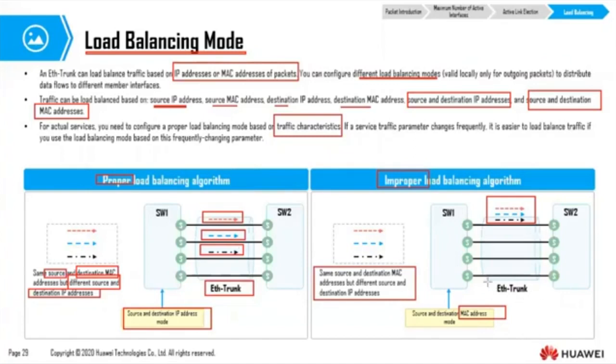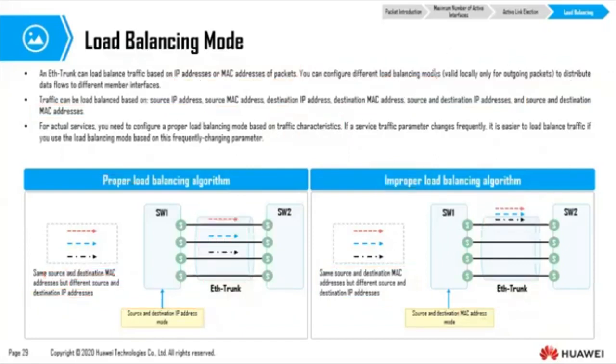Remember, the load balancing mode is configured on the Ethernet trunk. Do you want us to use the source IP or the destination IP, or the source MAC or the destination MAC, or the combination: source and destination IP, source and destination MAC address? So please take time and try to read the literature below this slide in order to understand that better.